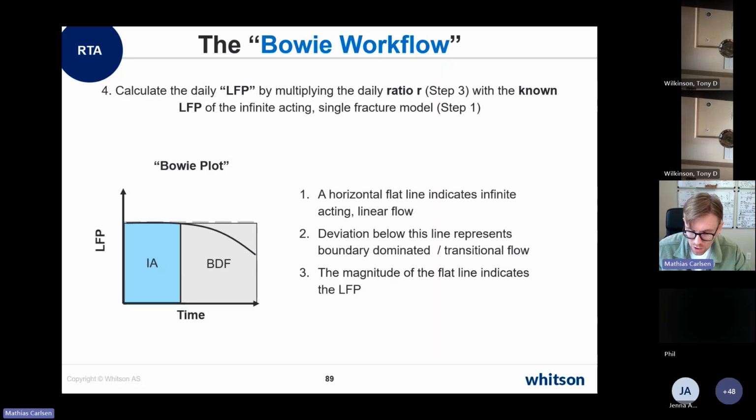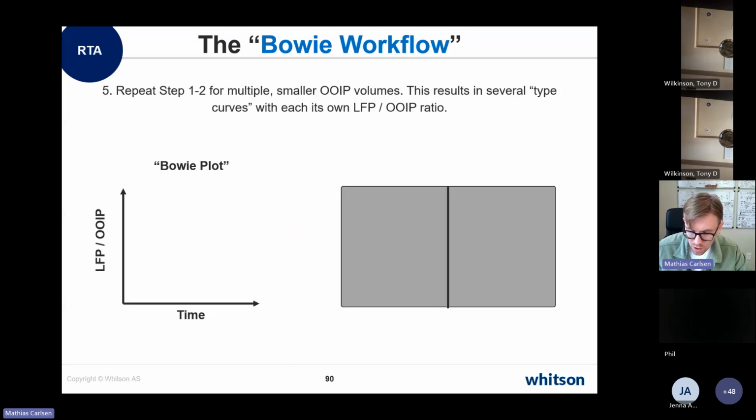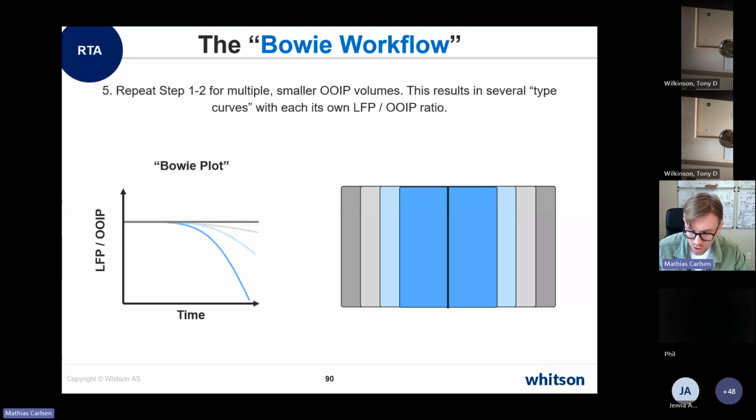And then the only thing that you do is that you repeat these steps for a wide range of tank sizes, and those tank sizes have a varying degree, such that if they get smaller and smaller and smaller, they will go into boundary dominated flow sooner and sooner. So this would be the infinite acting case, and then you make it smaller, smaller, smaller, and you'll see deviation from that straight line happening sooner and sooner.